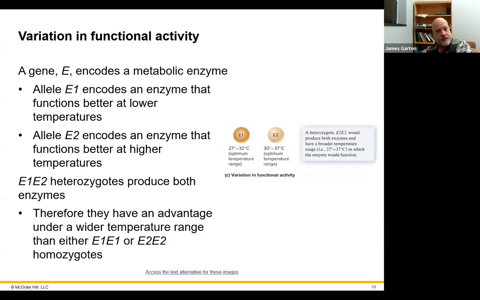And for example, there is a gene, call it E. You have an allele E1. And E1 happens to function best at a temperature range between 27 and 32 degrees. And you have the allele E2, and it makes an enzyme that functions best between 30 and 37 degrees. If you're heterozygous, you make both enzymes. And therefore, your optimal range for being incubated ranges from 27 degrees centigrade to 37 degrees centigrade.